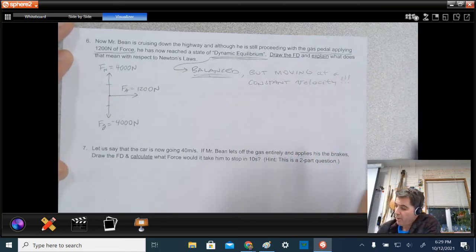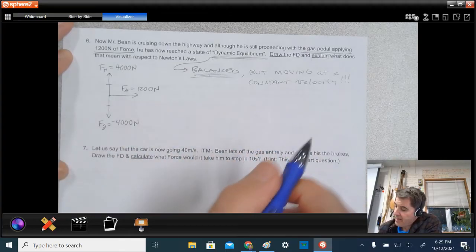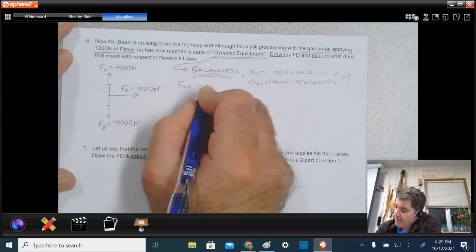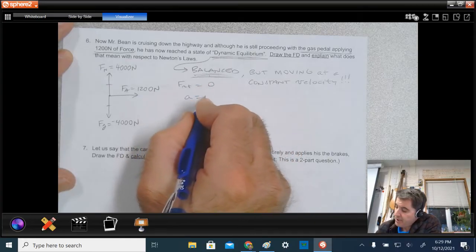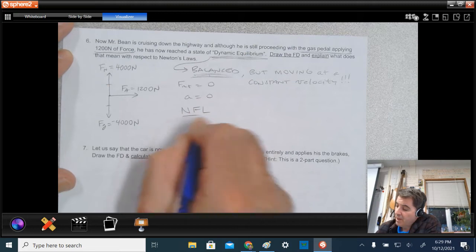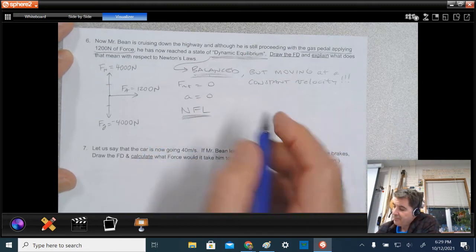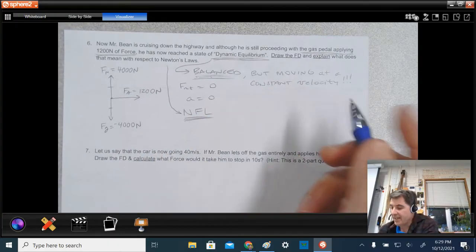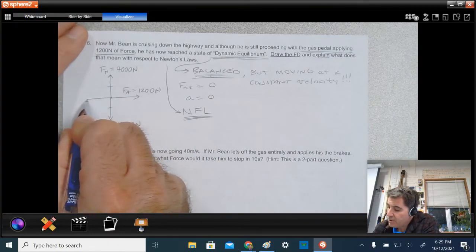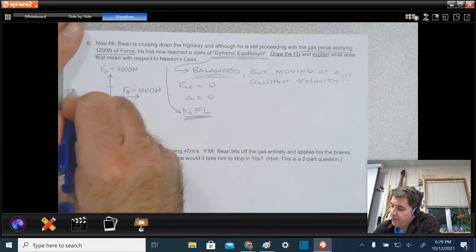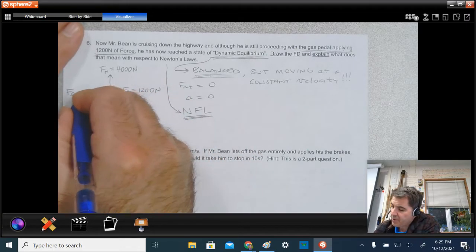So if that's true, my net force has to be equal to 0, my acceleration has to be equal to 0, and we have Newton's first law again, right? Newton's first law, wait a second, it's got to be balanced. This must also be 1200 in reverse. So that is true. The force of friction will actually rise.